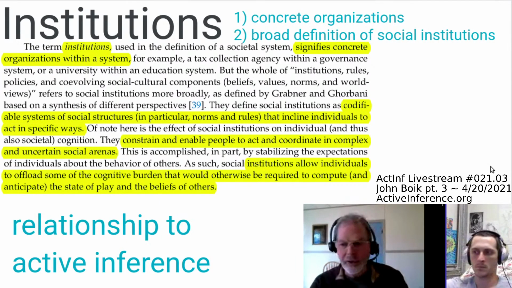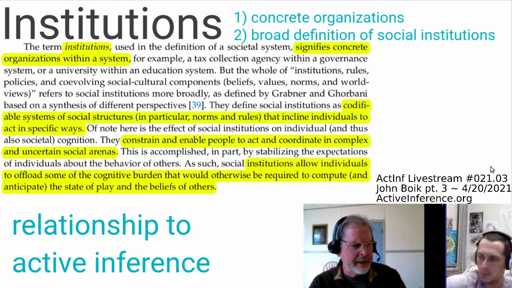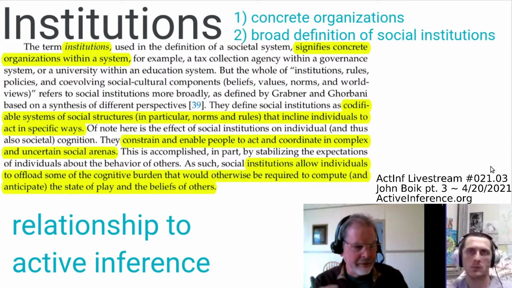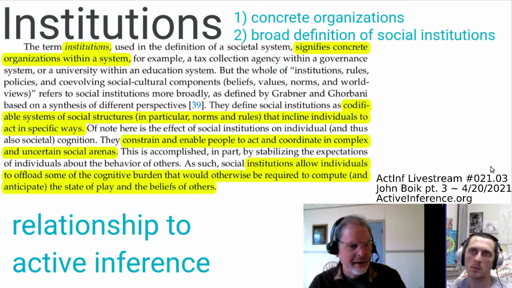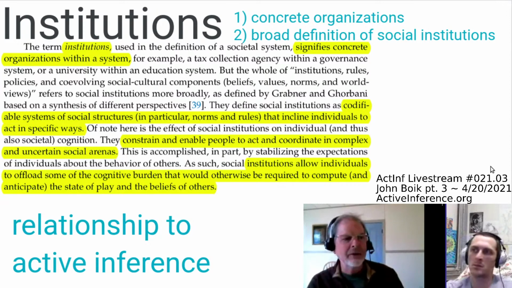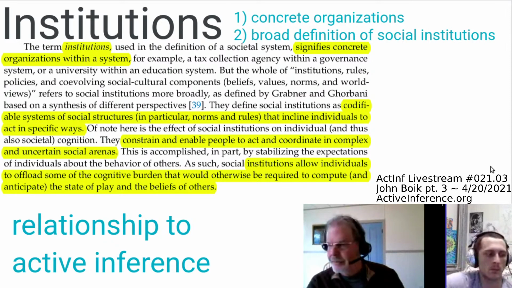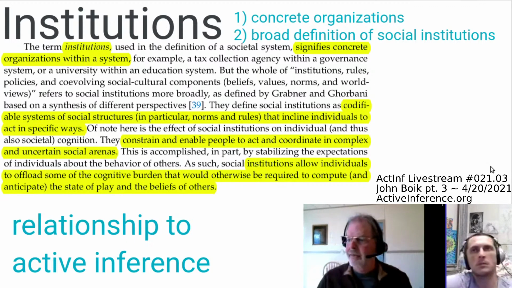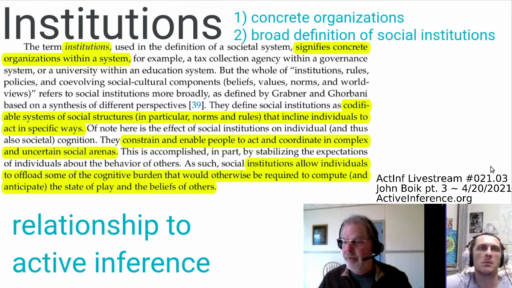If there's some kind of social norm and I expect you to behave in a certain way under a certain circumstance, I don't have to spend a lot of thought figuring out what you're going to do next as I go about my life. I can just assume that you're going to act according to the norm, and that's a whole lot of work that I don't have to do to forecast what you're going to do. So institutions allow individuals to offload some of the cognitive burden and anticipate the state of play and the beliefs of others.